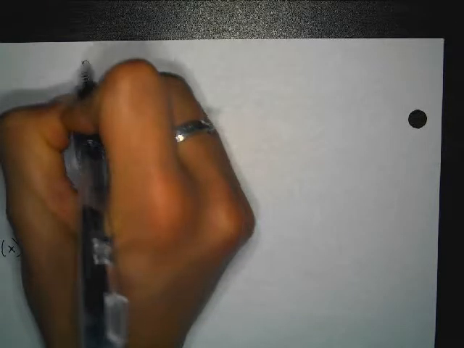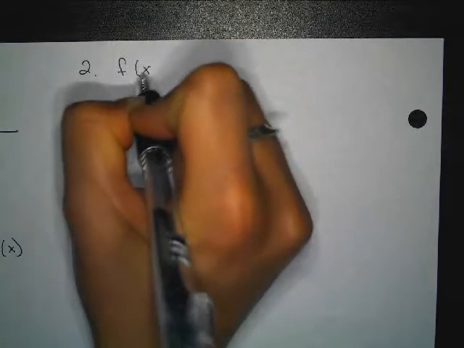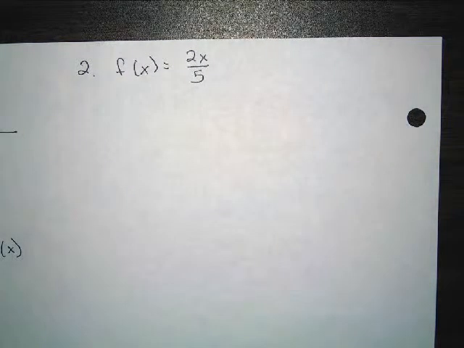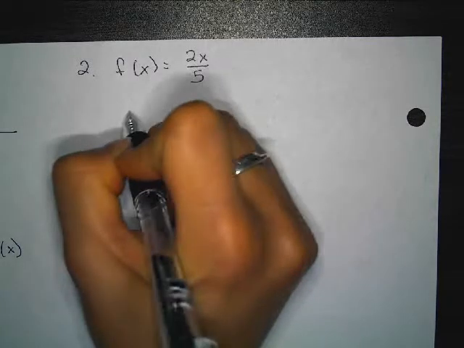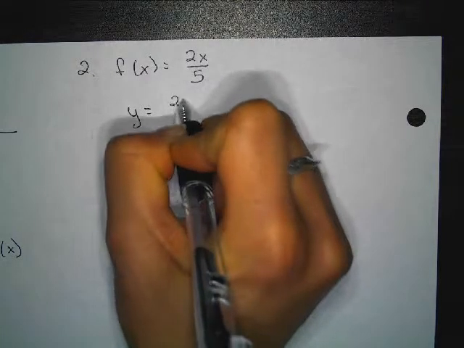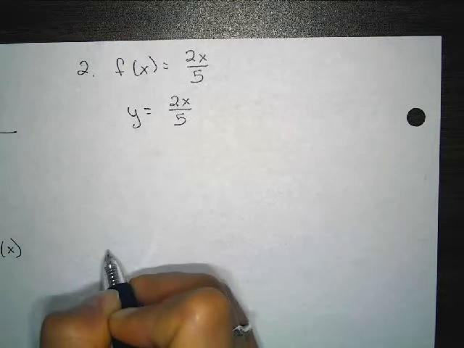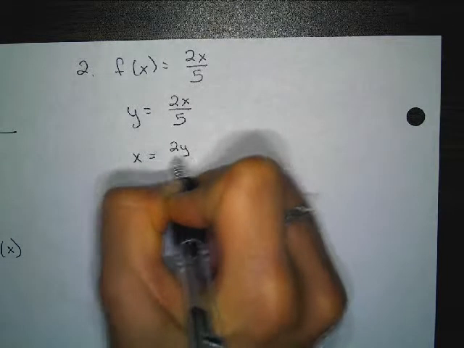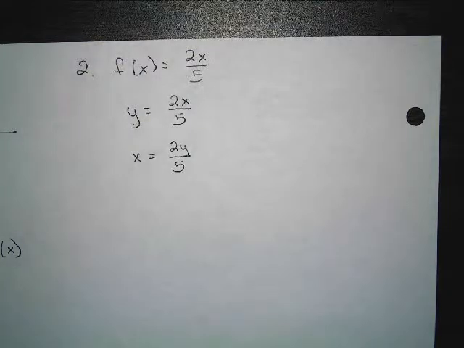We'll do another one. Let's say we have f of x equals 2x over 5. Again, the first thing you have to do is change f of x to y. So y equals 2x over 5. Next, you switch x and y. So x equals 2y over 5. And now we have to get y by itself.